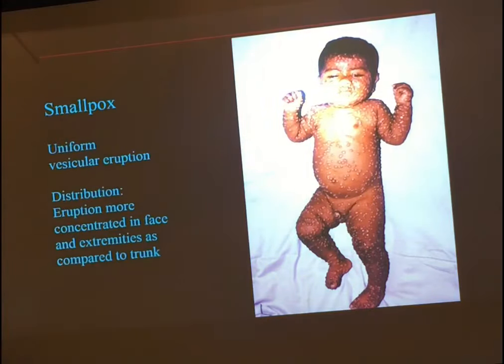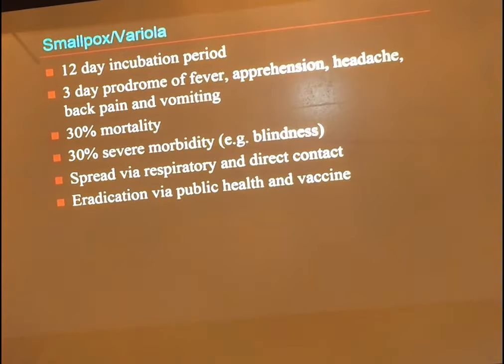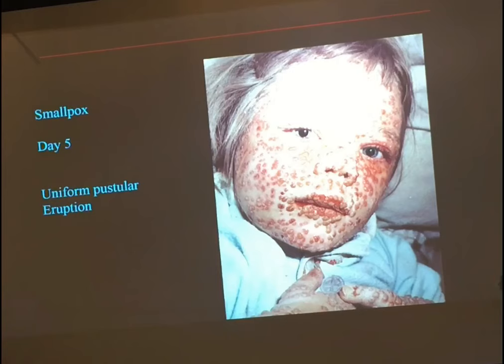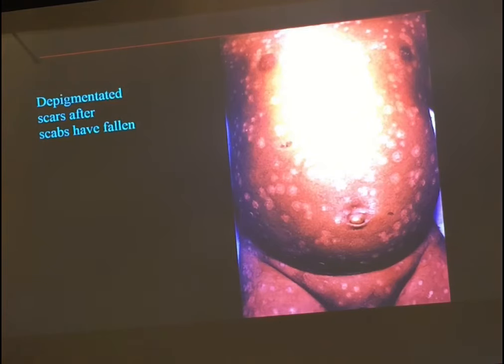This is smallpox. You can see how it's so concentrated on the face. It all looks like it's in the same stage, so that's why the term monomorphic is used here. So the incubation period, 12 days, and the high mortality associated with smallpox. Again, smallpox day 5. See how clustered around the face it is? Chickenpox rarely does that, and on the extremities too. Again, uniform, same stage. Depigmented scars. Smallpox usually more inflammatory and more scarring than chickenpox also.